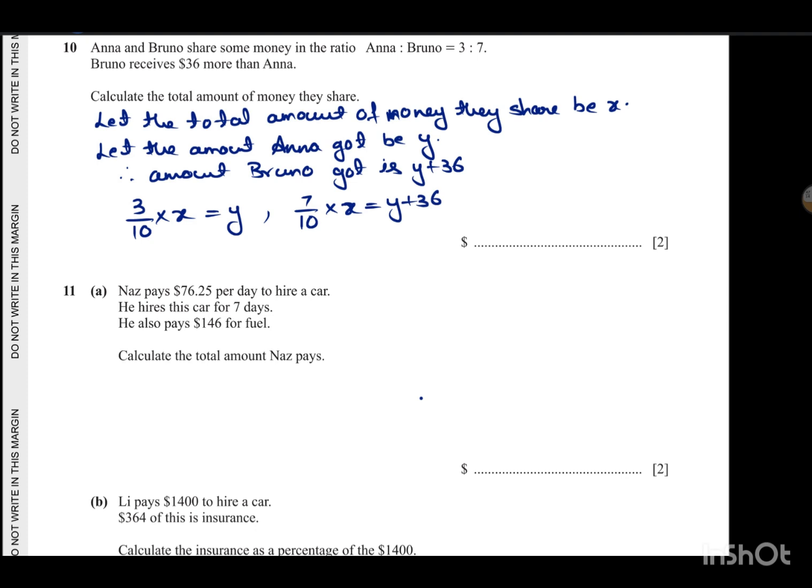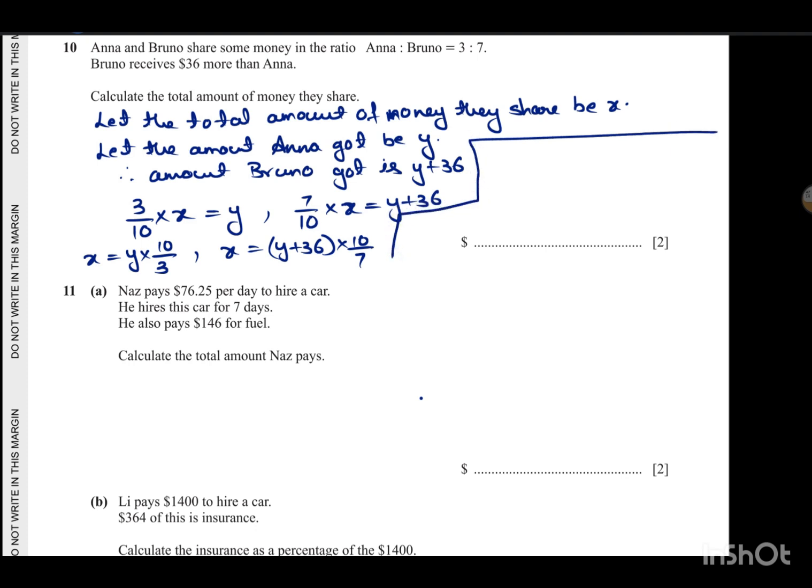Taking these two, make this as x equal to and equate them. Now here if I keep x on the left hand side and bring 3 by 10 onto the right hand side, it will be 10 by 3. And for the next one, x is equal to, if I bring 7 by 10 onto the right hand side, it will be y plus 36 multiplied by 10 by 7. So both are x, you can equate. So let me do it here in this space.